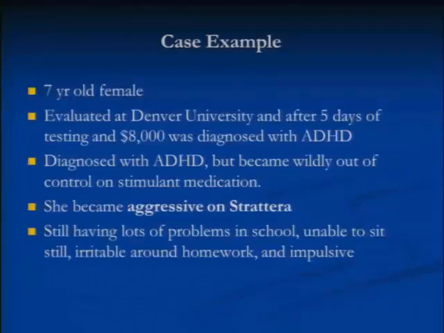Let's give another example, ADHD. This is a neurotypical 7-year-old evaluated at Denver University, had a 5-day testing for $8,000, diagnosed with ADHD, and she was given Strattera. This is atomoxetine. Now, I left out Strattera in the medications because it deserves special attention.